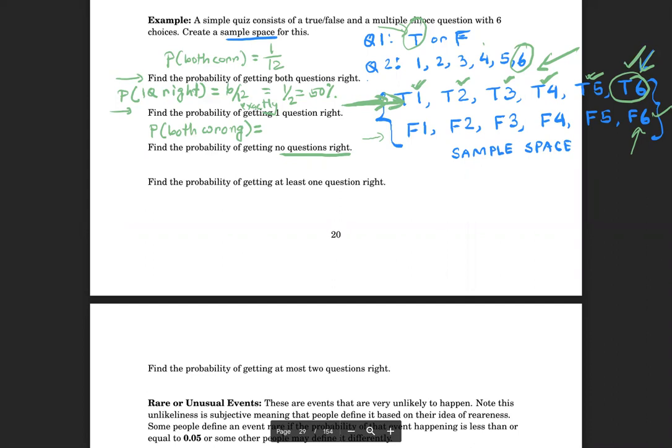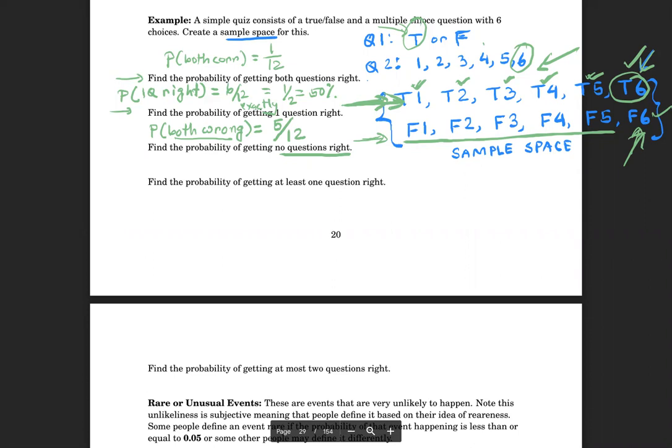But if you look at the second row, these 5 have both wrong. Do you see that? These 5 have both wrong. We want both wrong. However, this one has 1 correct, so that one we have to exclude. So the number of ways you can get both wrong is 5 out of the total number of possible ways, or total number of simple events, which is 12. So your probability is 5 out of 12.